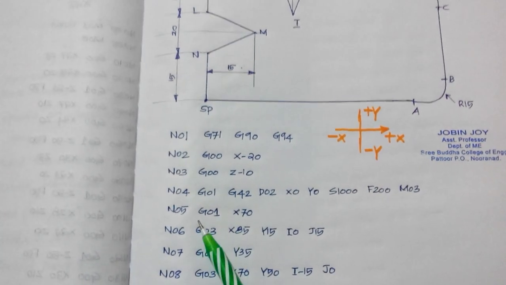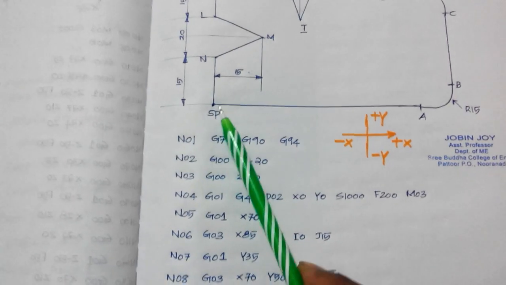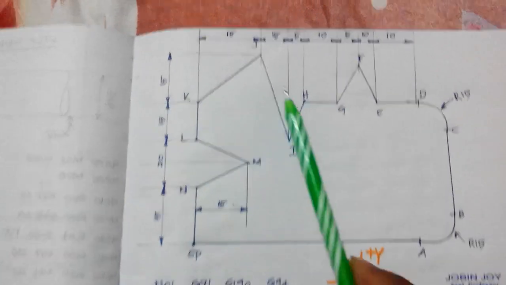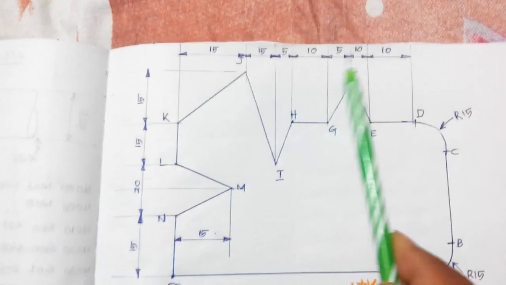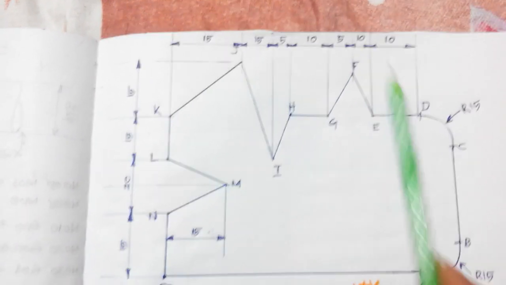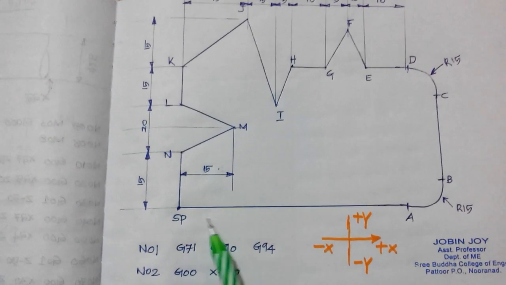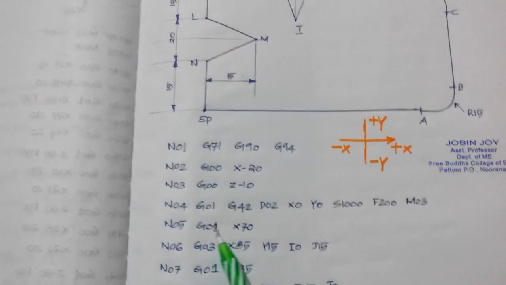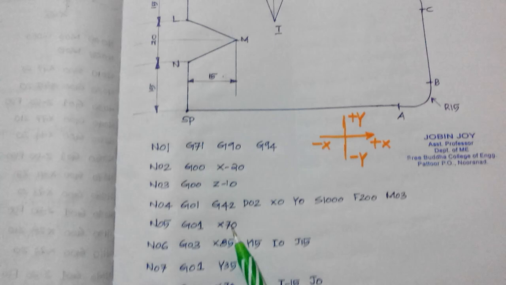So for that, I gave the code N05 G01 X70. So from starting point to A, this is X70. You just add this 15 plus 15 plus 5 plus 10 plus 5 plus 10 plus 10. These total gives to 70. So from SP to A, the distance is 70. So X is 70. So N05 G01 X is 70.